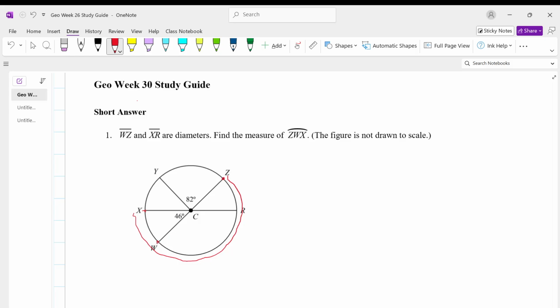All right, well, since W to Z is a diameter, this much of it is 180. And then we just need to add the 46 to it. So the measure of arc ZWX is equal to 180 plus 46, which is 226.